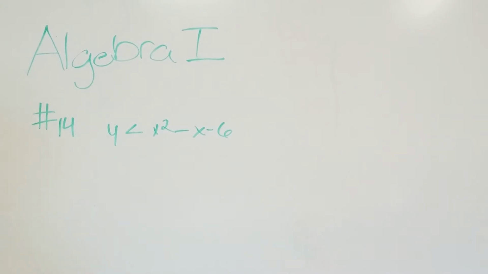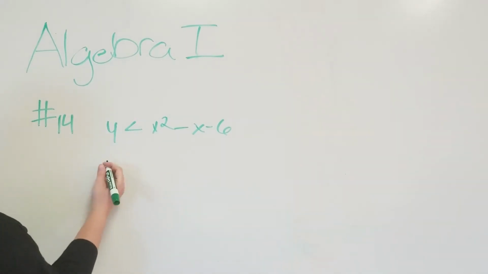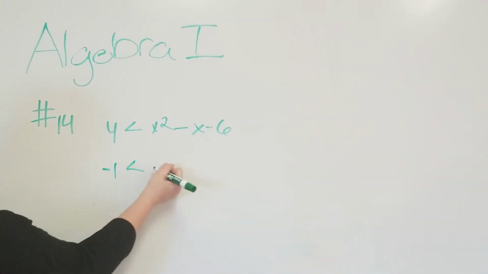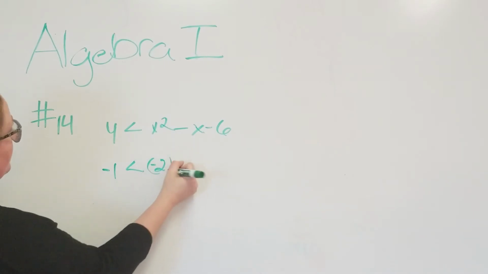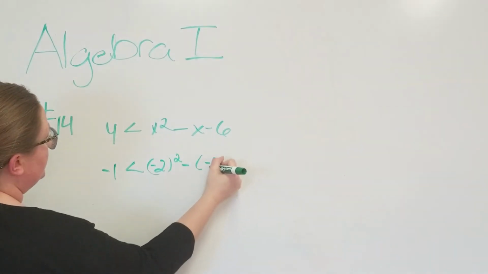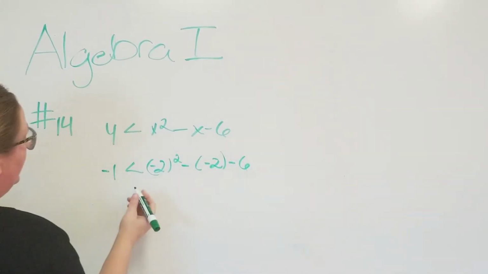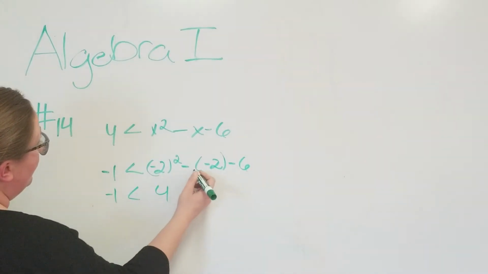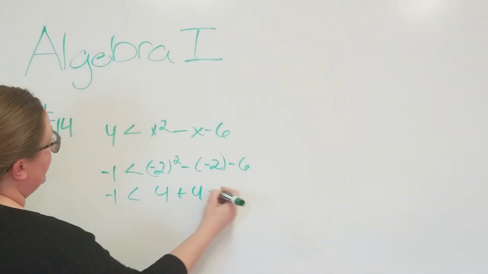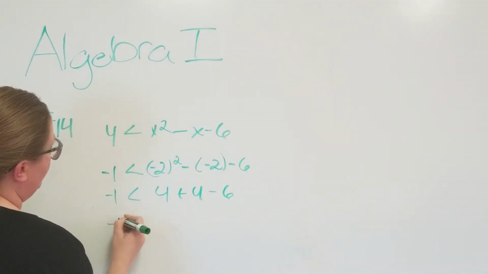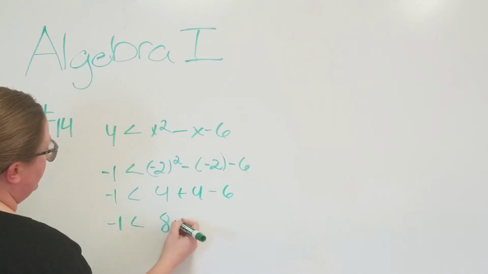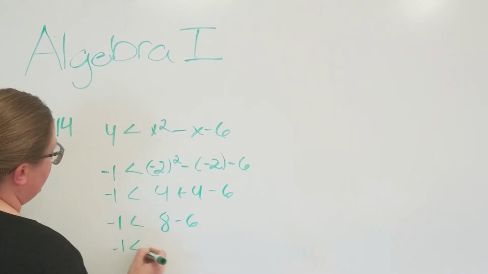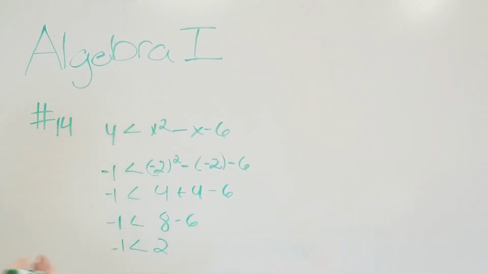Okay, so we'll start with the first point, which is -2, -1. So y is -1. So we're going to say -1 is less than (-2) squared minus -2 minus 6. All right, so -1 is less than 4 plus 4 minus 6. So -1 is less than 8 minus 6. -1 is less than 2. Is that true? Yes, it is true, so that should be your answer.